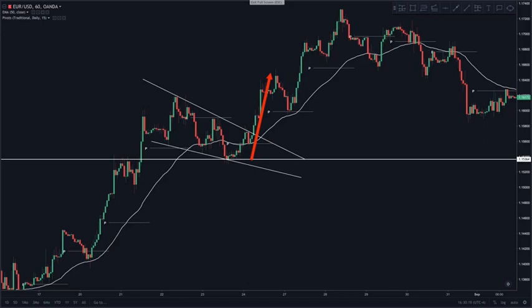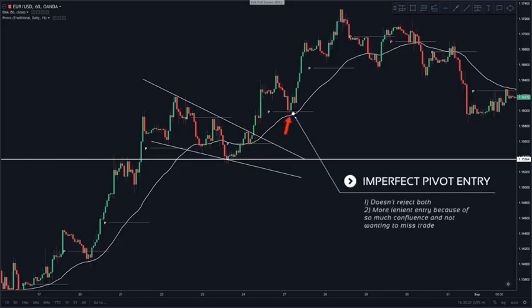So knowing that we have time frame confluence, this is when we looked for the entry. Now, this is what we call an imperfect pivot entry. And we take imperfect pivot entries when we have so much confluence and don't want to miss the trade, so we take a lenient entry. Because as you can see, this didn't touch the 50 EMA, but we had multiple candles rejecting the pivot.